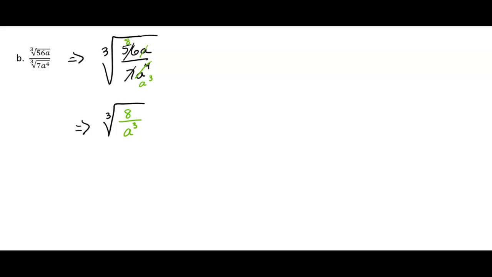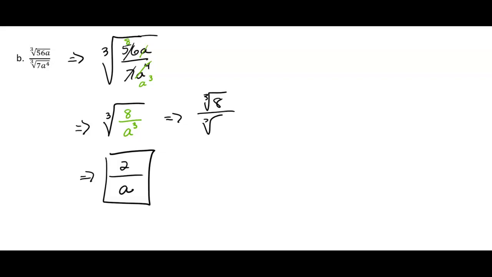So I can take the cube root of 8, that's 2. And I can take the cube root of a cubed, and that's a. And so we're done. Now again, you could write those up separately if you wanted to, if it's easier for you to see that way. But you're taking the cube root of both the numerator and the denominator. Okay. I think that's it for this video.